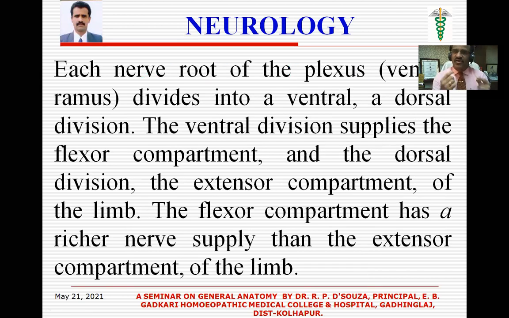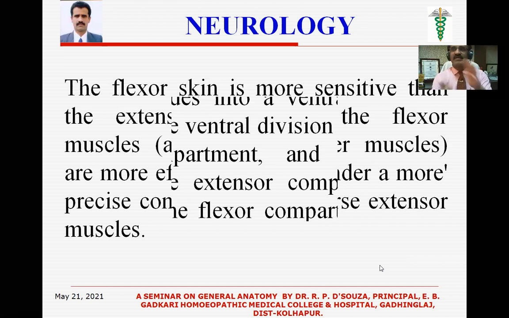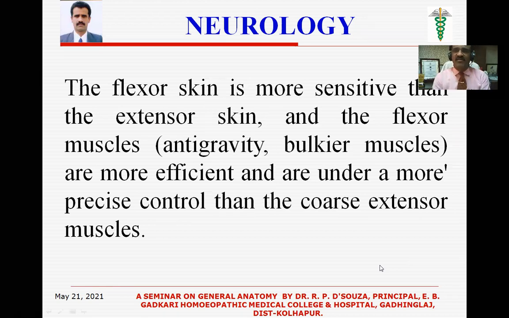Now we saw dorsoventral roots, then we saw dorsoventral rami. Now here we are seeing dorsoventral divisions. Okay, because now for the purpose of formation of plexus, divisions are required. The ventral division supplies the flexor compartment, and the dorsal division supplies the extensor compartment. Here flexor compartment, here extensor compartment of limbs. Okay, both the limbs. The flexor compartment has a richer nerve supply than the extensor compartment of the limb. Understand this difference between two compartments of limbs.